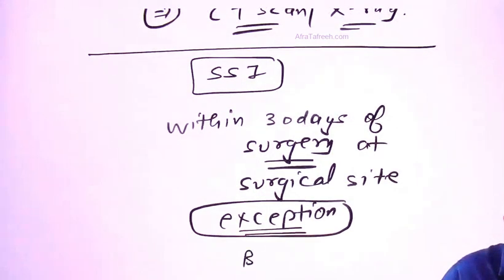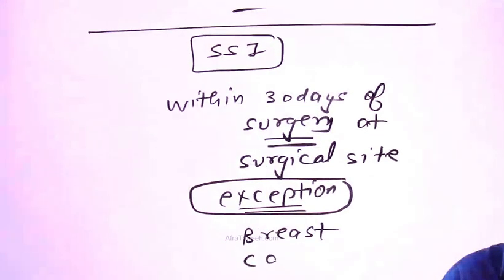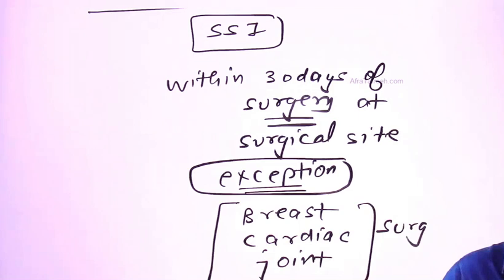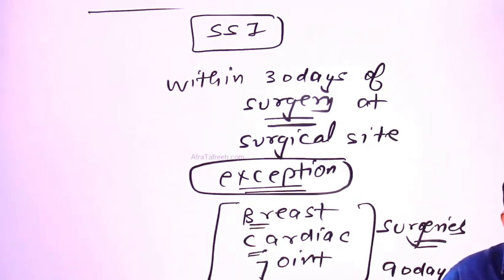It is for the breast, the cardiac, and the joint surgeries. For them, this particular time period is 90 days, not the 30 days. So this also needs to be focused upon: that 90 days after these surgeries is termed as what? Surgical site infections. Otherwise, it has been defined as within 30 days of the surgery, at the surgical site, if some infection happens, that is a surgical site infection.